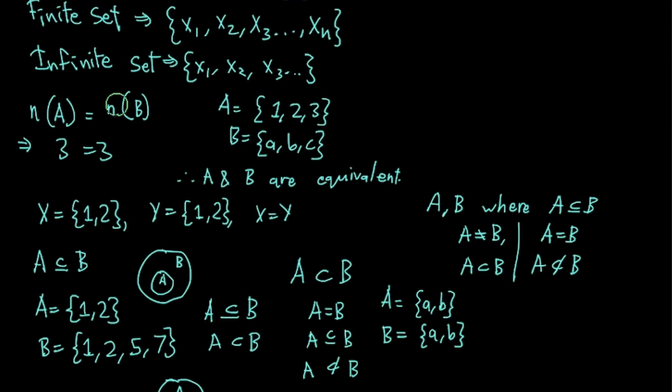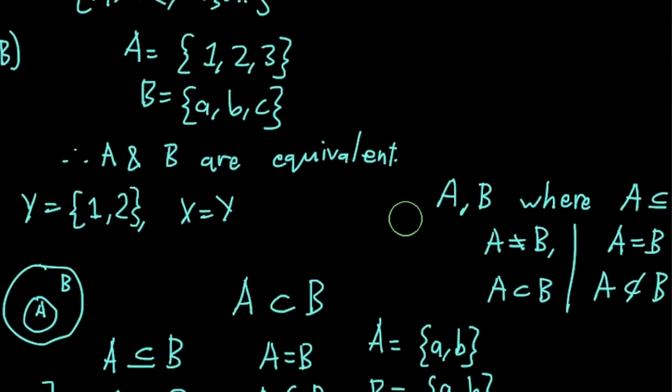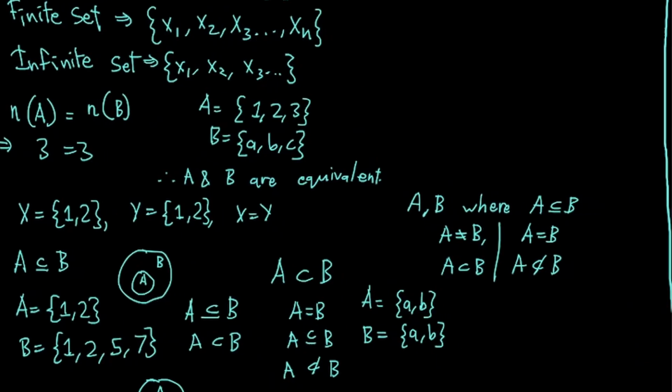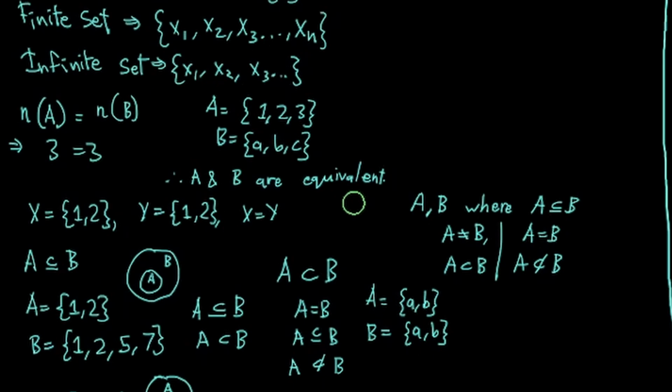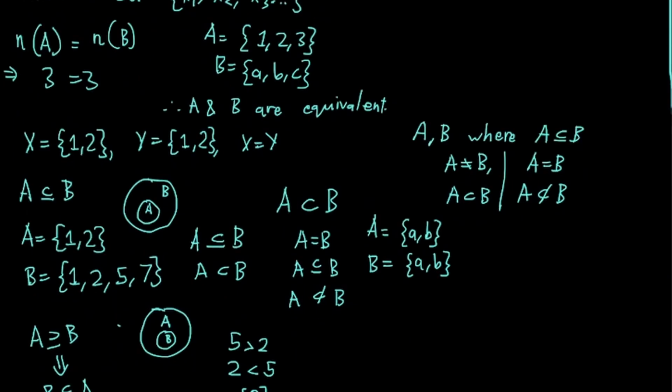There's equivalent sets where the number of elements in each set is the same. This is the notation we use to denote the number of elements in a set, right? So since A and B both have 3 elements in them, they're equivalent. And equal sets are sets that have exactly the same elements. So {1, 2} and {1, 2}, X is equal to Y, simple as that.